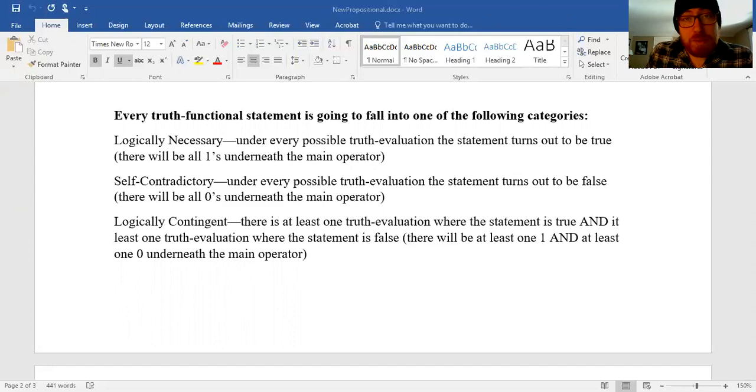Okay, now other propositions are going to be self-contradictory. So if you've got a truth functional statement which is self-contradictory, that means there aren't going to be any conditions in which it is true. So that would mean you would have all zeros under the main operator. So under all evaluations, this statement turns out to be false, which means that it's a self-contradictory statement, okay?